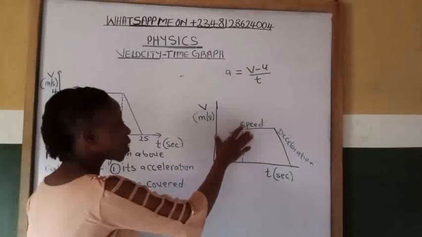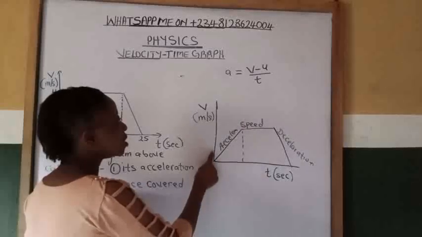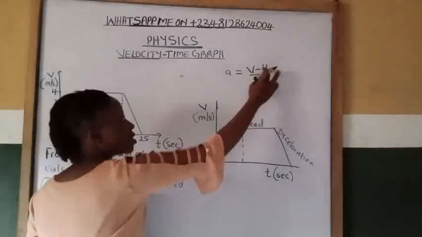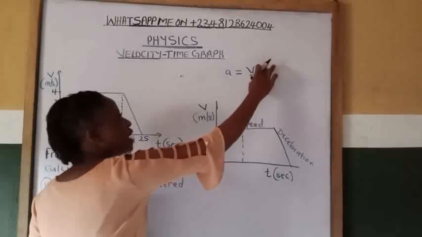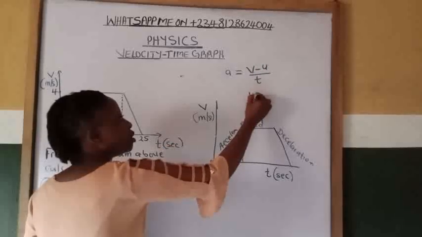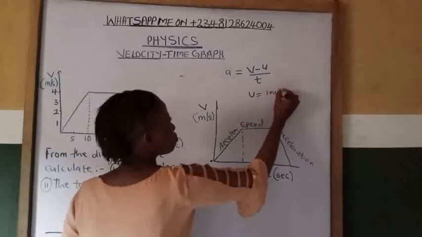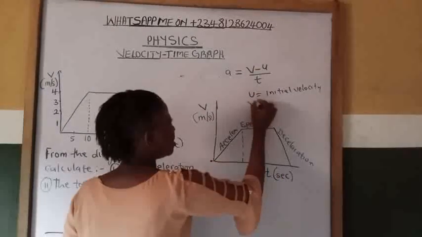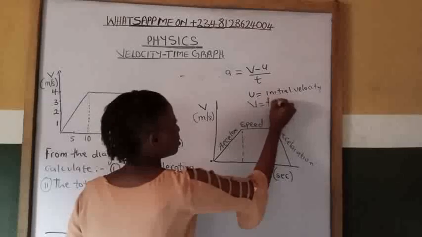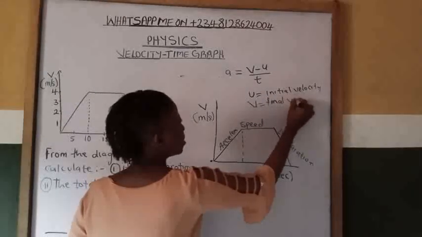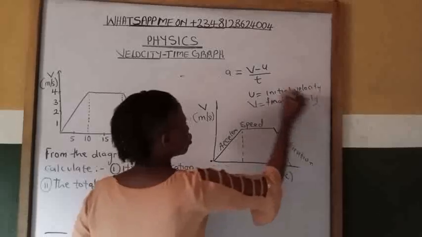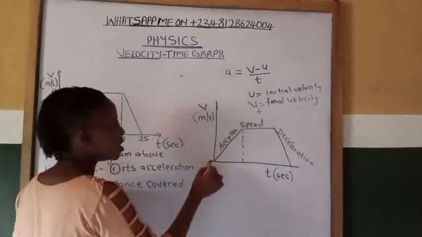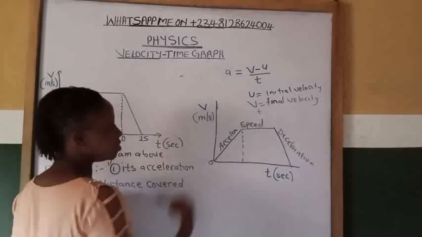So let's look at this graph. This is the velocity axis. So the starting point is u. Our initial velocity means u. U is the initial velocity. V is the final velocity. T is the time taken. So our initial velocity, which is u, is our starting point. So it will be 0.